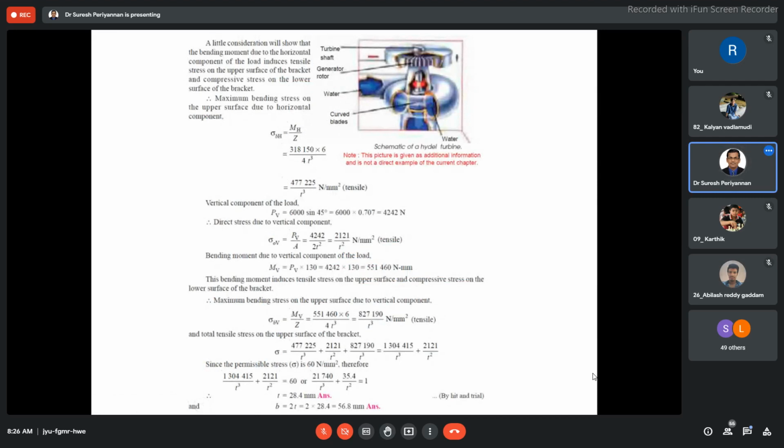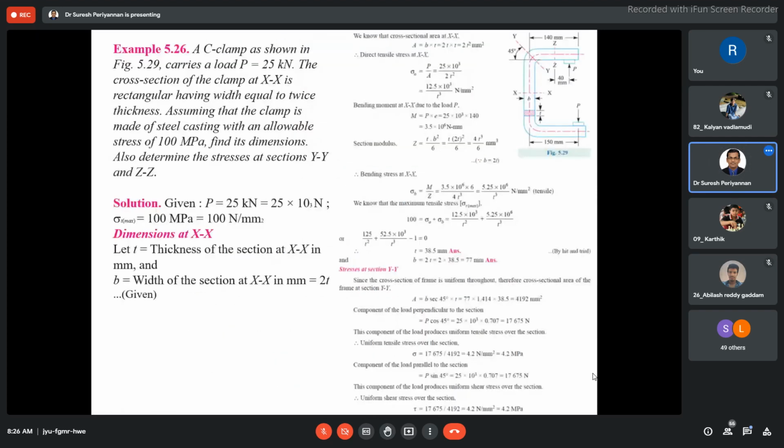So now finally we come to the diameter. Thickness of the bracket is 28.4 mm. Then B is equal to 2T, they already given. Depth of the bracket is now 56.8 mm, around 57 mm.